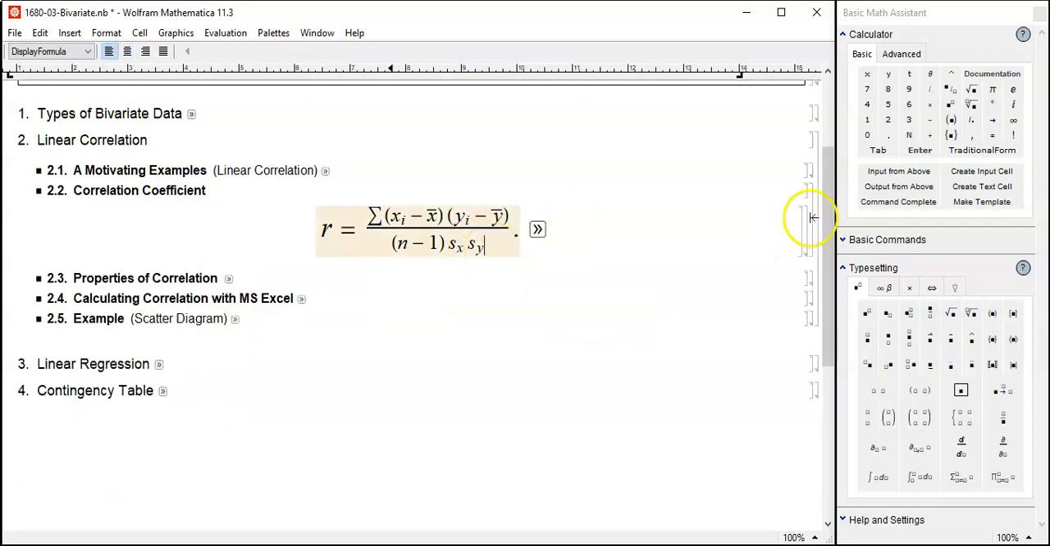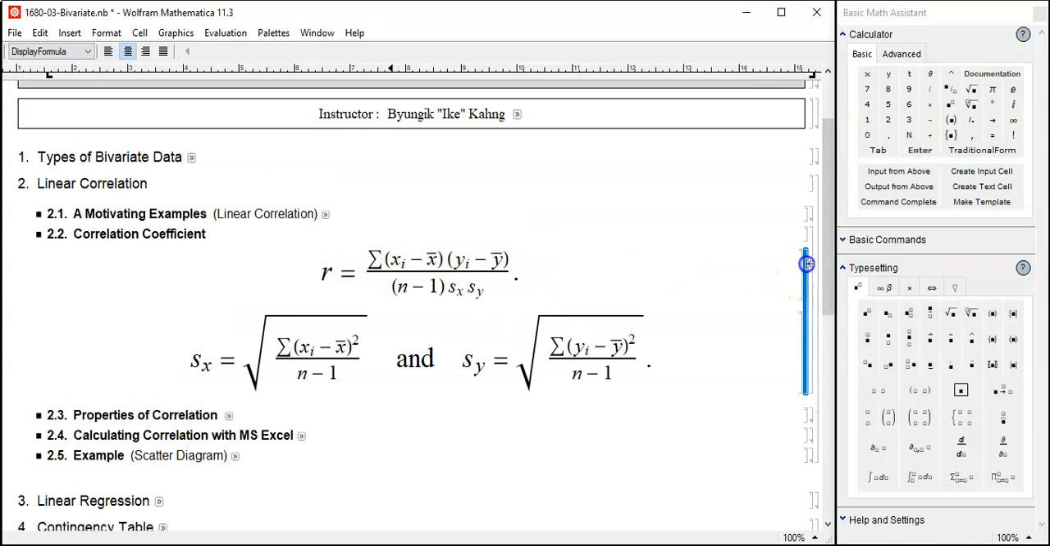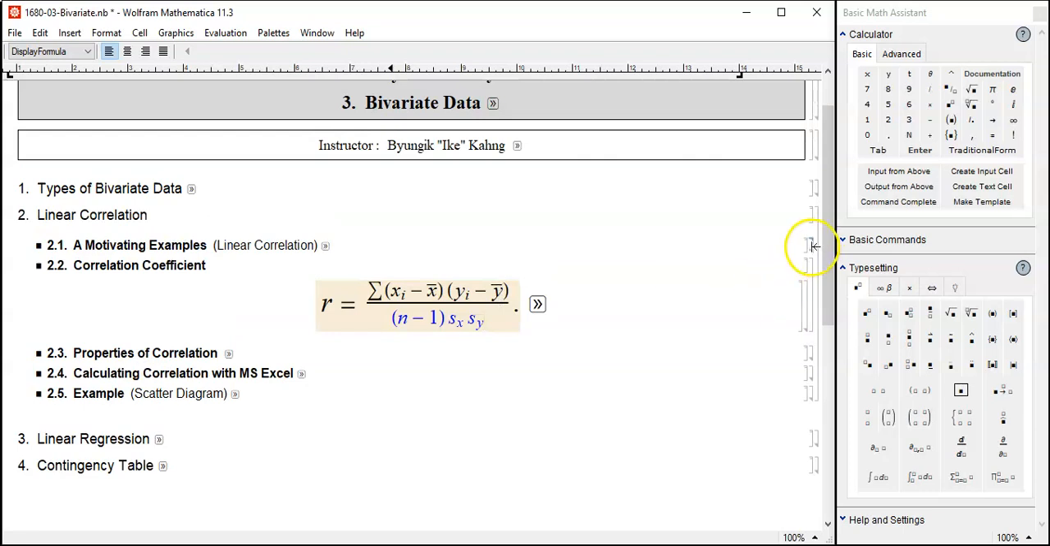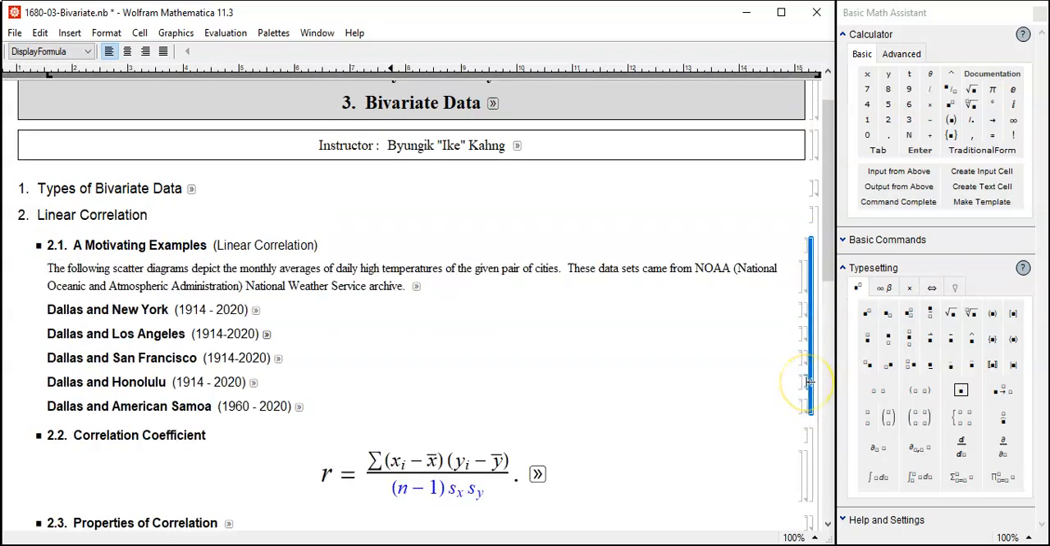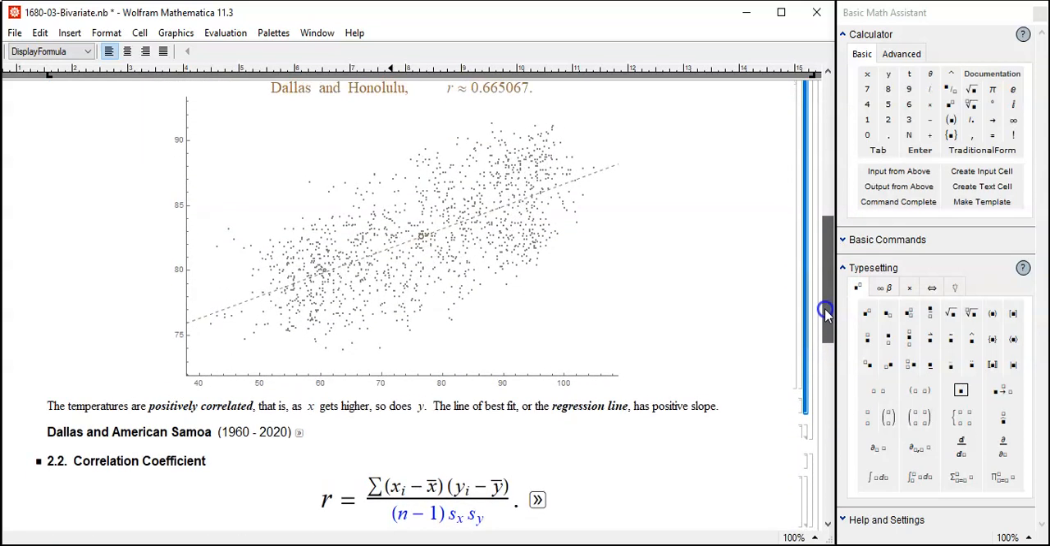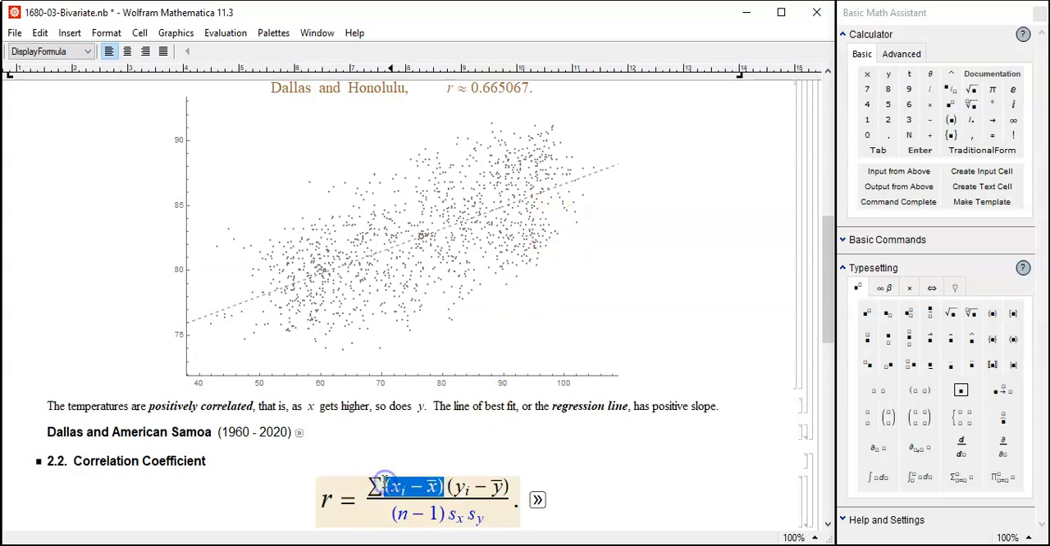Now let's come back to this formula here. Because of these positive square roots, the denominator is always positive. You don't have to worry about these. Now what about the numerator? Now let's go back to, let's say, this case, Dallas and Honolulu. Now, if I select an xi value much bigger than the mean value, x bar, which is around here in the middle, so if I select something on the right hand side, then xi minus x bar is going to be positive.